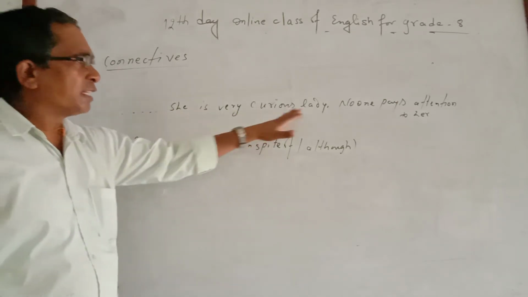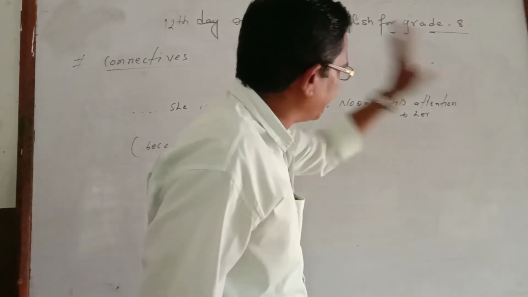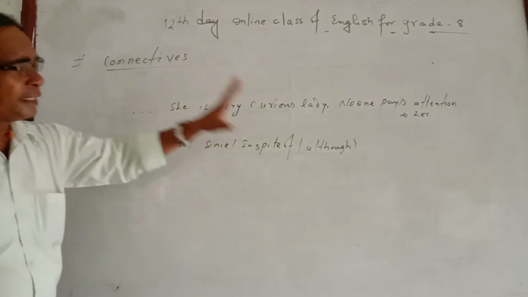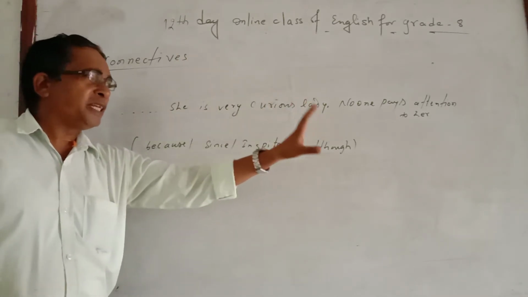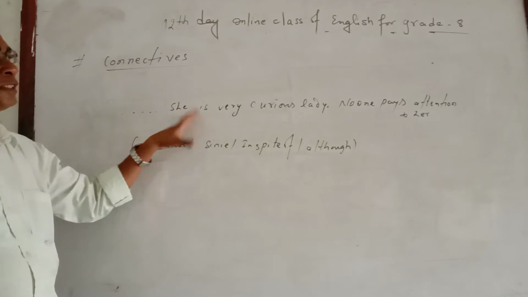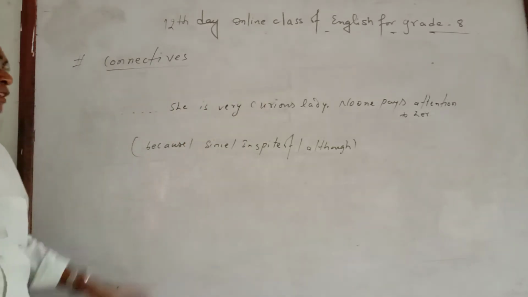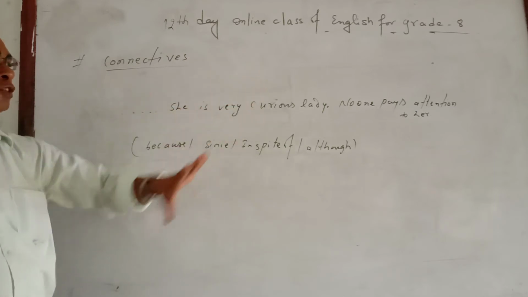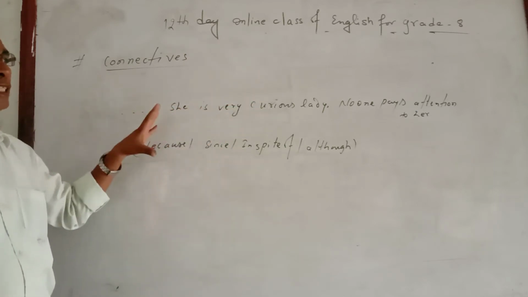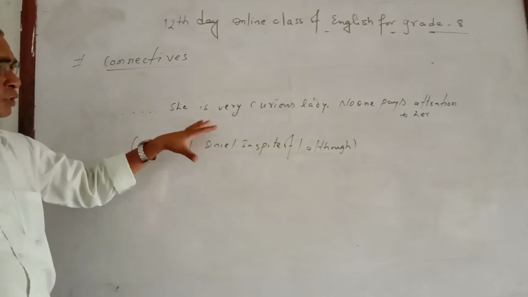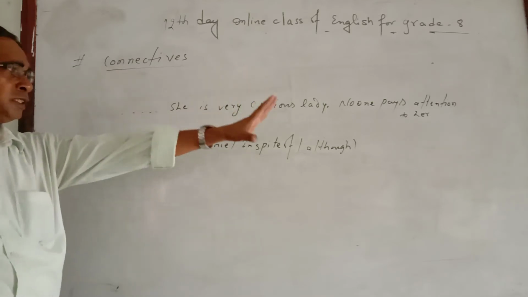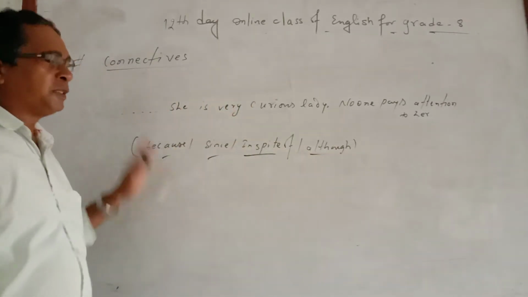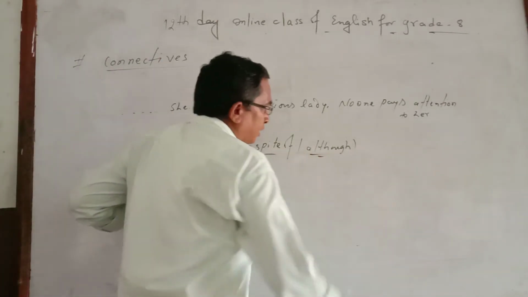She is a very curious lady, no one pays attention to her. So if she is a curious lady, of course somebody should pay attention to her. But though she is curious, no one is paying attention here. It means you can be clear here that there is a statement and the opposite result. So directly you come to those connectives which are used to join when there is a statement and an opposite result. At that time you will have two connectives. Since and because are both dismissed. Now you have in spite of and although.